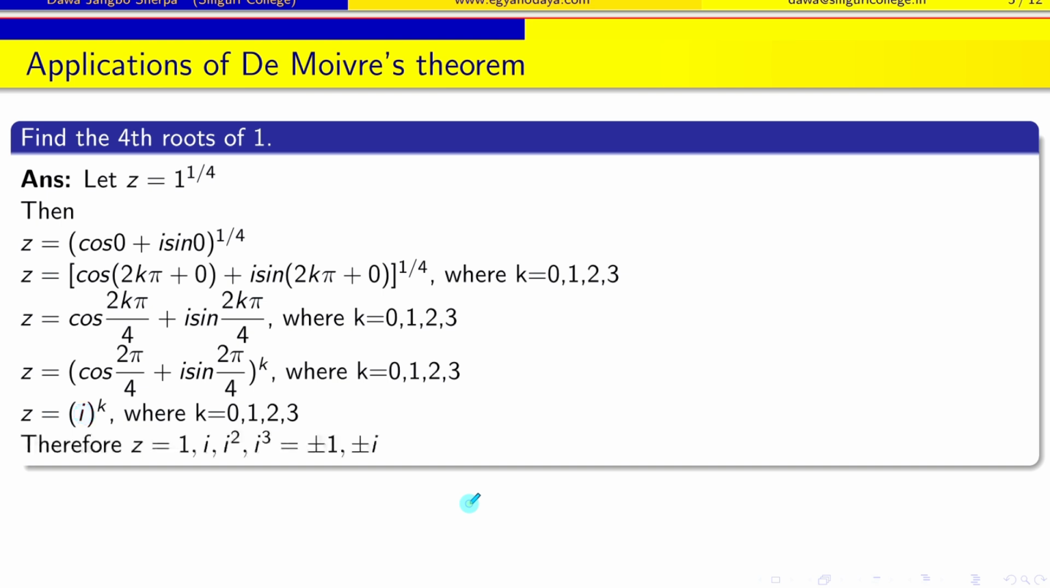So for k is equal to 0, we will get z is equal to 1. K is equal to 1, we will get z is equal to I. K is equal to 2, I square. K is equal to 3, I cube. That means I square means minus 1, I cube means minus I. So the fourth roots of 1 are plus minus 1 and plus minus I.